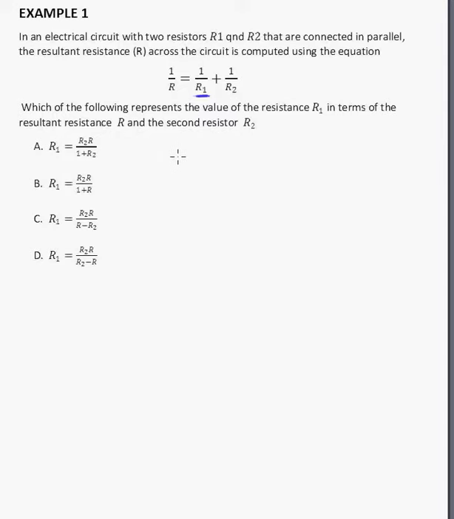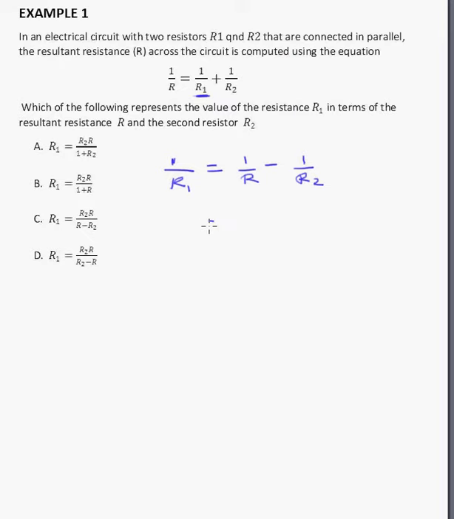So here I'm going to say, if I want R1 to sit on its own side, then R1 will be equal to 1 over R minus 1 over R2, right? So I move R2 to the other side. Now, as you can tell, if I can manage to simplify this, then whatever I get, if I flip it, take the reciprocal of this, that will give me my R1. So let's play with that here.